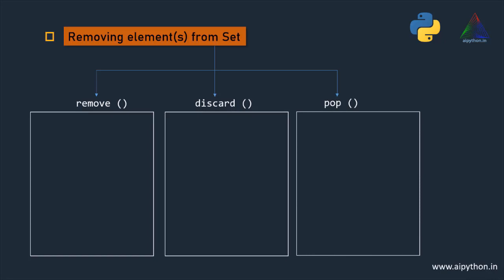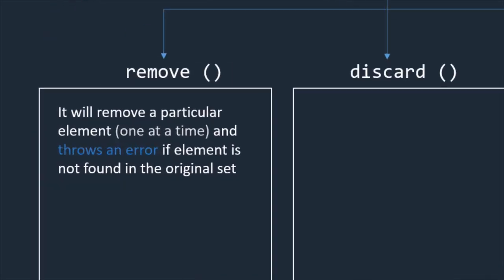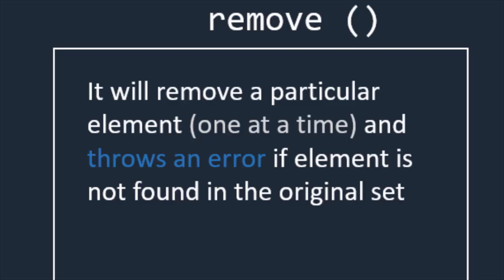Although they are all used to remove elements from sets, depending on the use case, you use one or the other. So we'll see them one by one. We'll start with remove. The remove method will remove one element at a time. It will remove a particular element if present, otherwise it throws an error saying that the element was not present in the original set. So we'll see through an example.